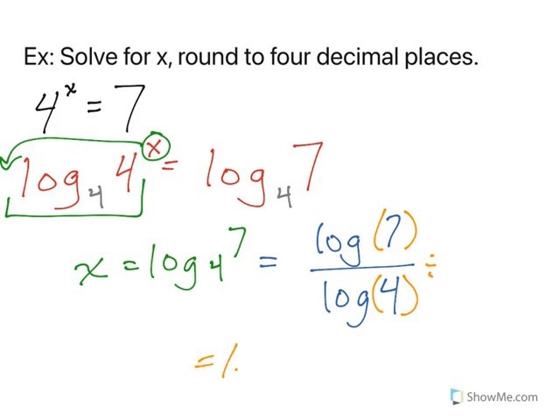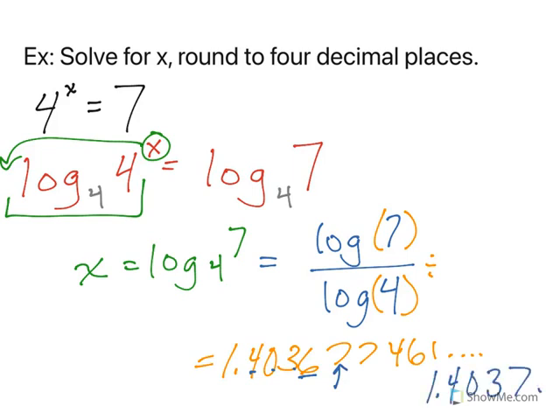And you should get 1.403677461, goes on and on and on. We want to go to 4 decimal places, 1, 2, 3, 4. I look at the 7, 7 rounds up. So 1.4037, and that is the value of x.